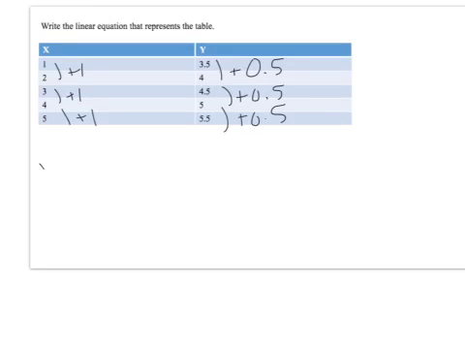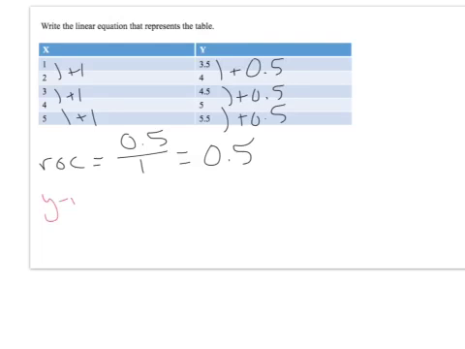Okay, so our rate of change, or our slope, would be the pattern of the y, so 0.5 divided by the pattern in the domain, which is our x. So 0.5 divided by 1 is still 0.5.